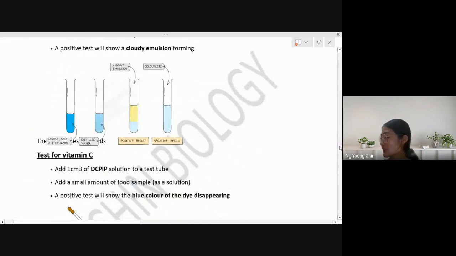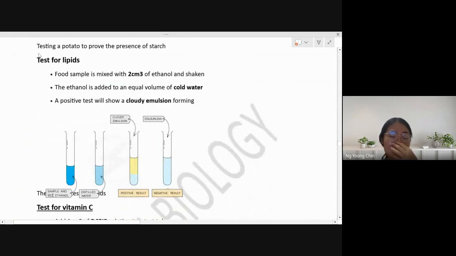Okay, last one. I think we have some time. We study the last test, for lipid. If a food contains lipid, for example cooking oil, you should know that lipid is insoluble in water. So this is what we call the emulsion test. Why? Because when you put the sample in 95% ethanol and then add it to distilled water, you will form what we call a cloudy emulsion.